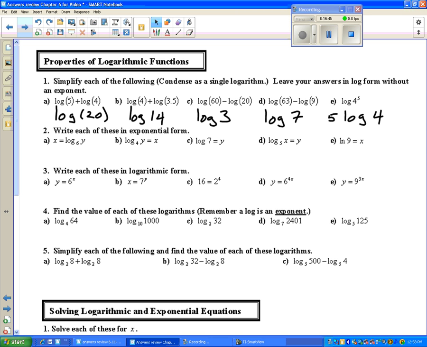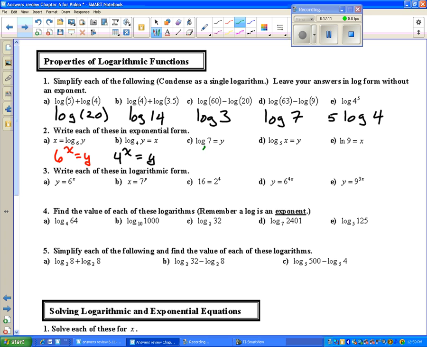Number 2, write each of these in exponential form. So I'm starting with the log, so my base stays the same. My answer becomes my exponent. My argument becomes my answer. 6 to the x is equal to y. My base stays the same, my answer becomes my exponent, my argument becomes my answer. 4 to the x is equal to y.